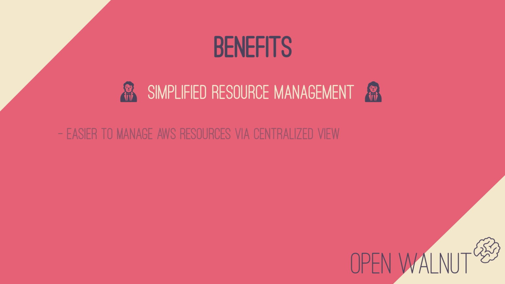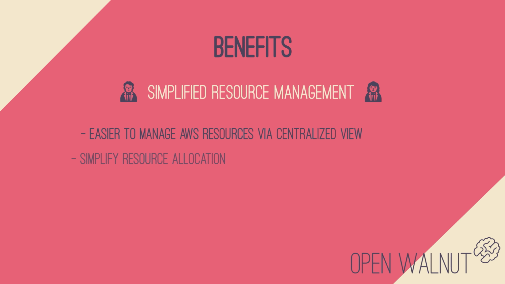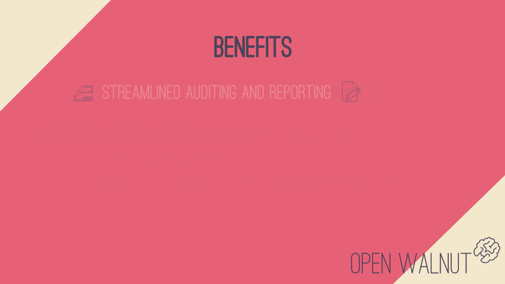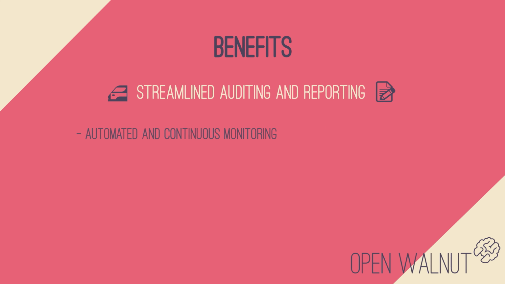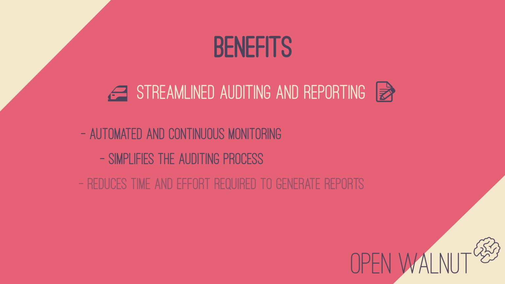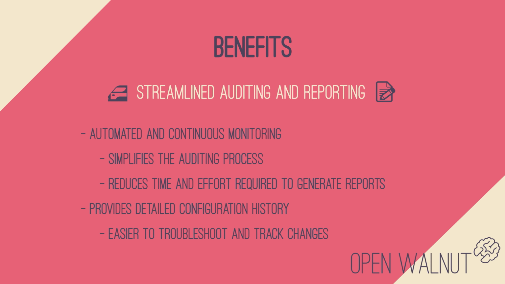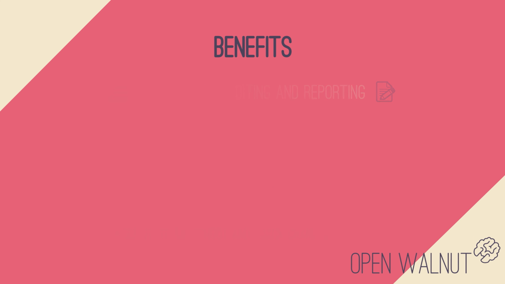AWS Config also makes it easier to manage AWS resources by providing a centralized view of all resources across an organization's AWS accounts. This can help streamline resource allocation and reduce the risk of misconfigurations or duplicate resources. Lastly, AWS Config provides automated and continuous monitoring of AWS resources, which can simplify the auditing process and reduce the time and effort required to generate compliance reports. It also provides detailed configuration history of all resources, making it easier to troubleshoot issues and track changes over time.